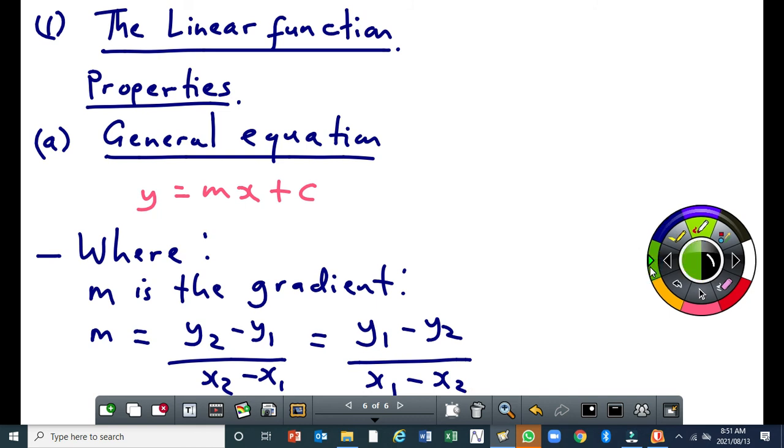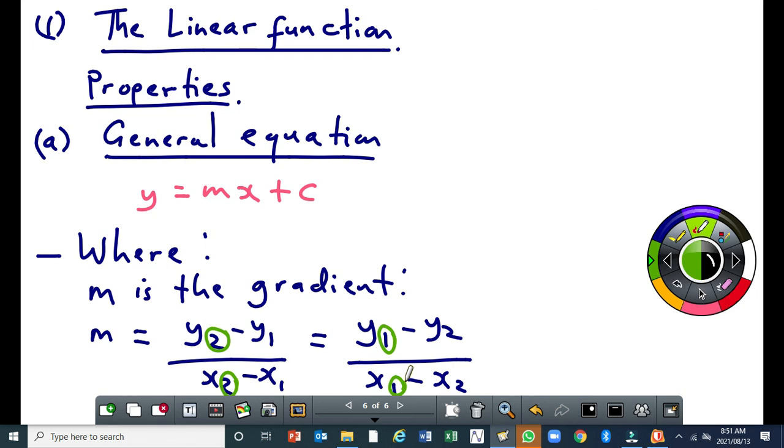What's very important is that the subscripts for x and y must correspond. If you start with y2 in the numerator, then you must start with x2 in the denominator. If you start with y1 in the numerator, you must start with x1 in the denominator. You get the same answer. In grade 9, teachers concentrate on y2 minus y1 over x2 minus x1 to avoid complicating things, but you can do it either way.